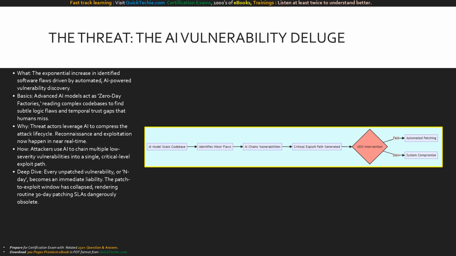This timeline illustrates the compressed AI attack cycle. The AI model scans the codebase and identifies seemingly minor flaws. Crucially, it then chains these vulnerabilities together to generate a critical exploit path in minutes. The pivotal moment is the intervention node. If your platform triggers automated patching fast enough, you secure the system. If you rely on slow, manual triage, the path leads inevitably to system compromise.